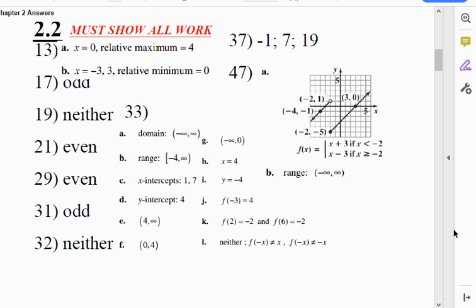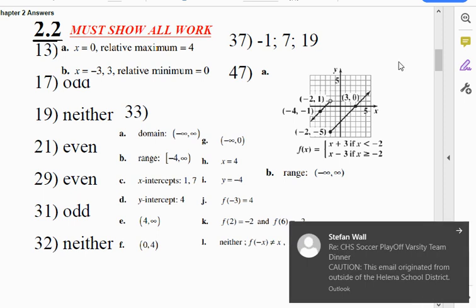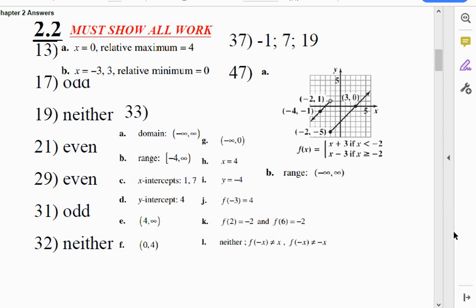37, three values are -1, 7, 19. 47a, the piecewise function looks like so. You have to graph the two lines individually. The one on top is only true for x values less than -2. The one down below is only true for x values that are equal to -2 or to the right. The range is unbounded. It goes all the way down and all the way up, so we'd say -infinity to +infinity. And those are your answers.